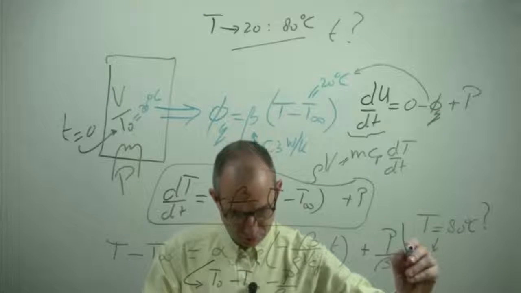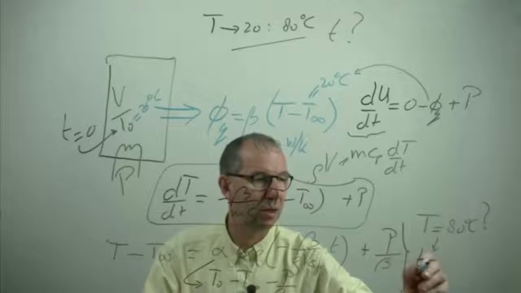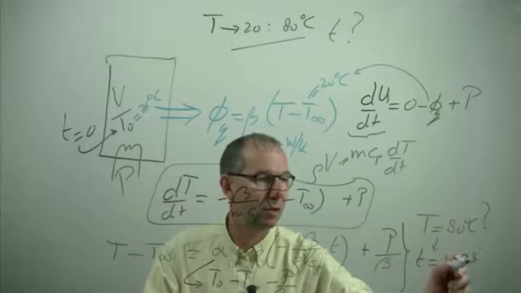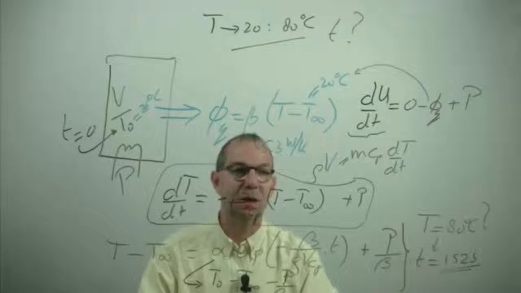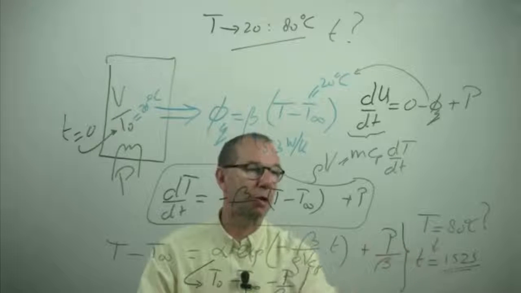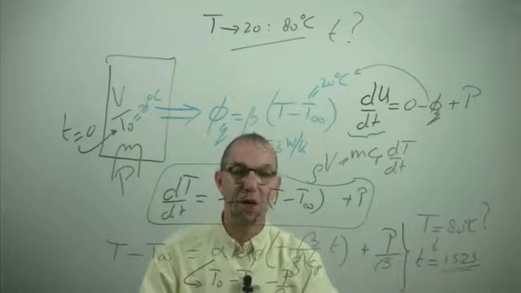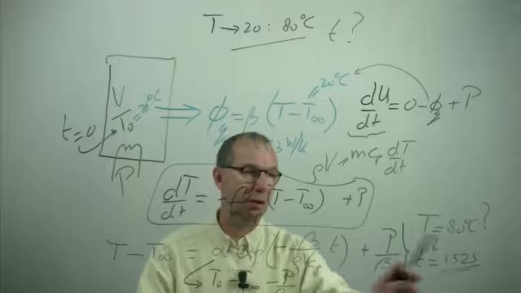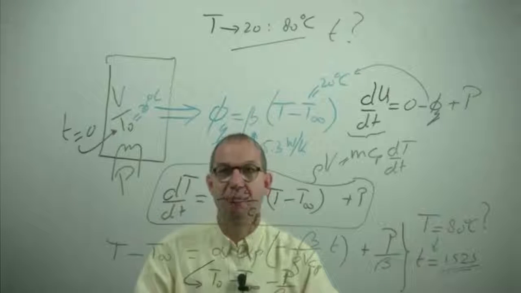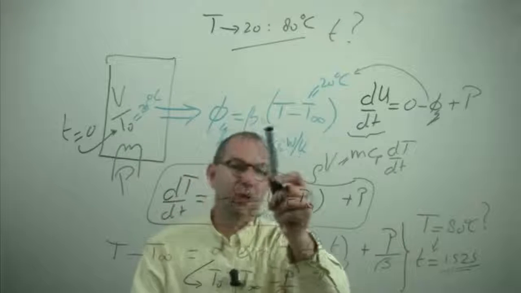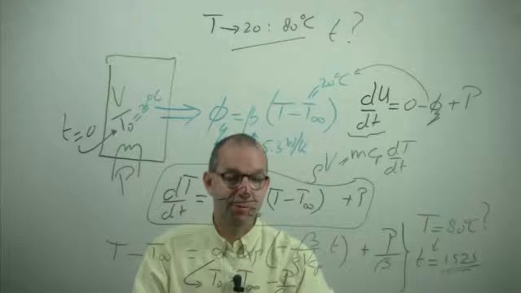For that you need to wait 152 seconds, which is substantially longer than in the previous case when we even let the temperature go to 100 degrees, but there were no loss terms. So you see that the loss term slows down the entire process, which is logical. You put in heat, but it flows out, so it's less effective.